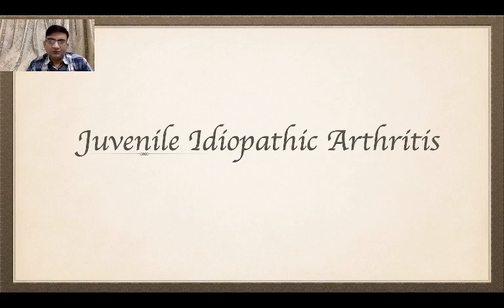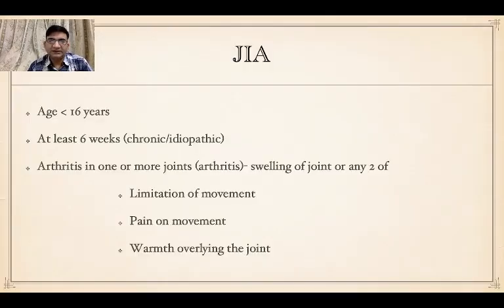Now coming to proper juvenile idiopathic arthritis. So juvenile idiopathic arthritis, as the name suggests, occurs in juveniles. So the diagnostic criteria or classification criteria say that the age has to be less than 16 years, meaning juvenile. It has to be there for at least 6 weeks, which means it has to be chronic arthritis, it is idiopathic, and it has to be arthritis.